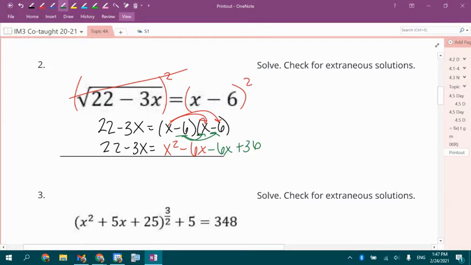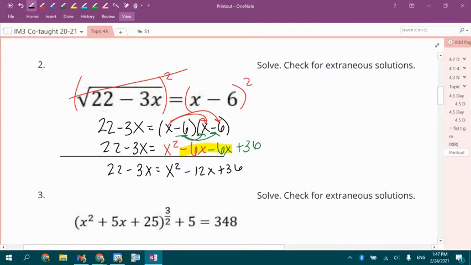This definitely is a challenging problem. There's a lot of steps, but take your time. So now you're looking at this like, well, what would I even do? Well, first on the right side, I can see that I have like terms. Okay, so 22 minus 3x is equal to x squared. Negative 6 minus 6 gets me negative 12 plus 36.